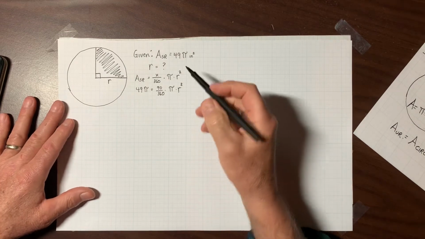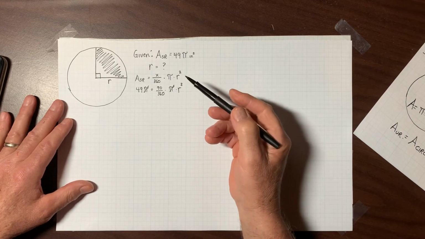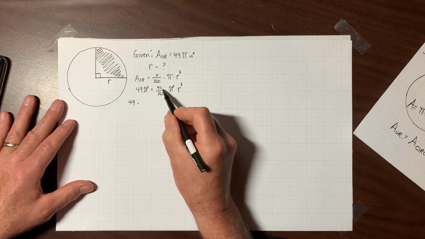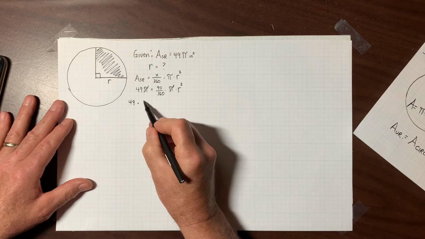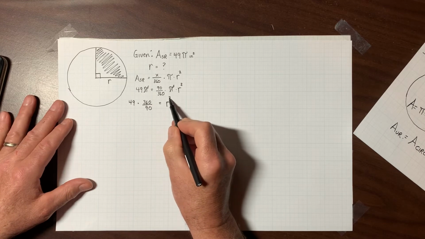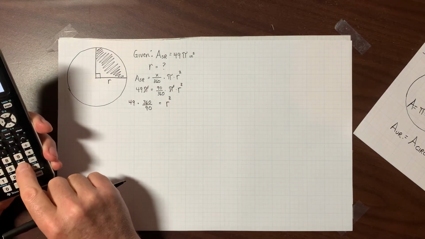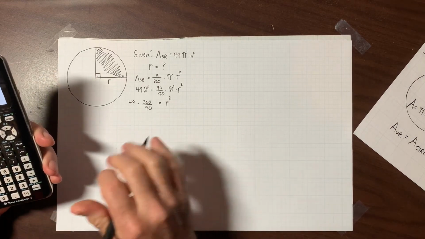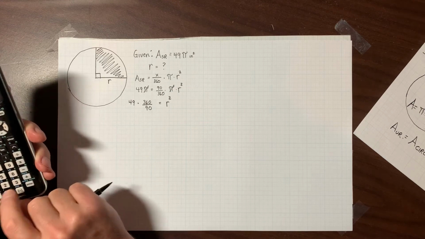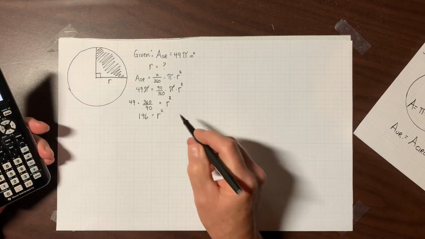All right, algebra skills. The pi's cancel. That corresponds to dividing both sides of that equation by pi. Now I need to isolate R squared. So I'm going to write down this 49, and I'm going to multiply by the reciprocal of 90 over 360. So I have to multiply by 360 over 90, and that will isolate R squared. So I'm going to go to the calculator and do 49 times 360 divided by 90. And I'm coming up with 196 for R squared.